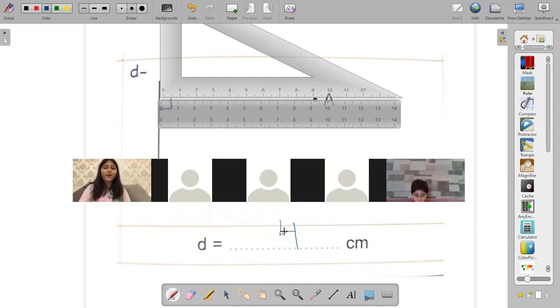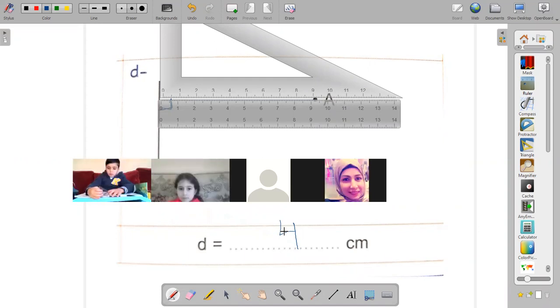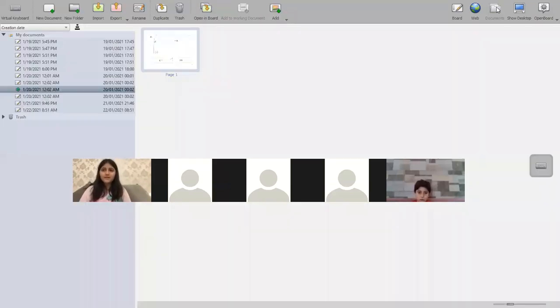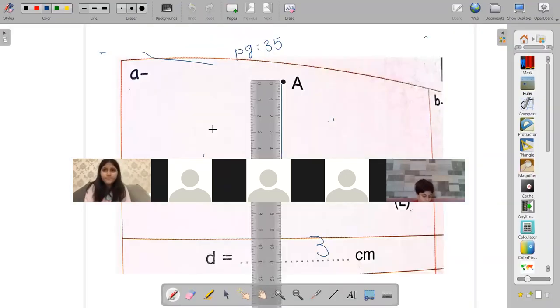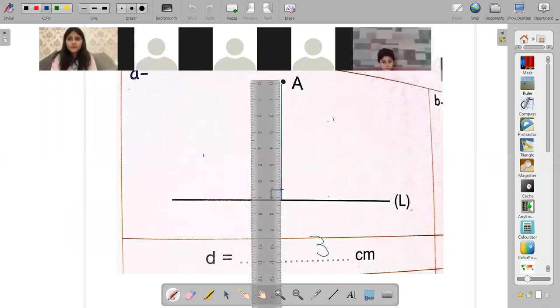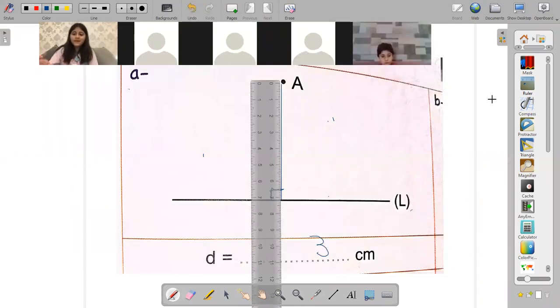I didn't see the first one, number A. So please show me. Okay, I will show you. It's 3 centimeters. Yes, it's a 3. Look, the perpendicular line is 3 centimeters. Yeah, it's correct. Thank you.